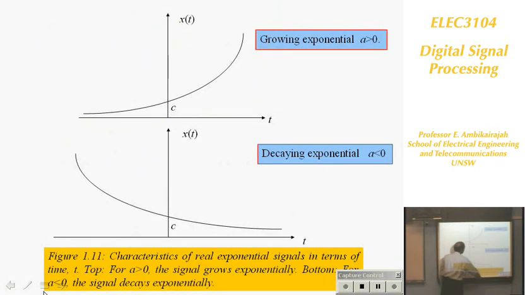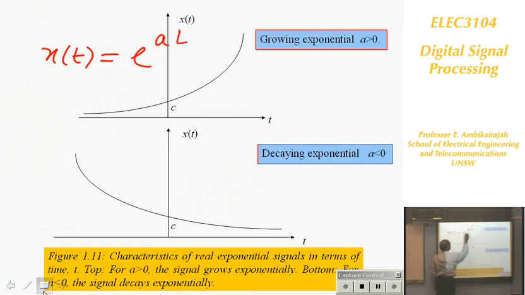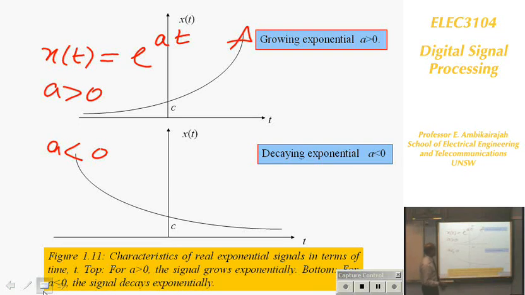So here is an example of a growing exponential. x(t) is equal to e^(at). If a is greater than 0, this exponential will be increasing as t increases. If a is less than 0, then you see the exponential decreasing. So these are the growing exponential and decaying exponential, which you have done many times.